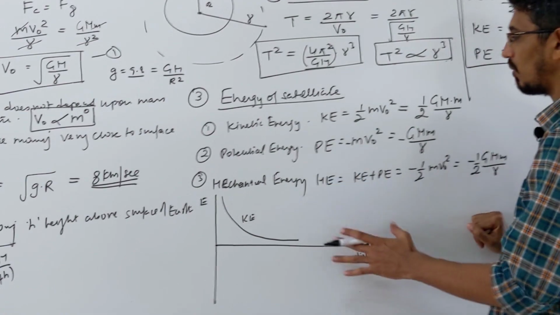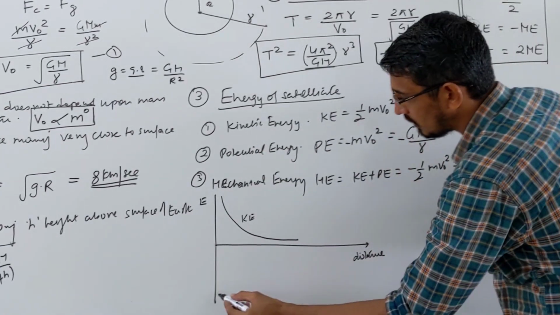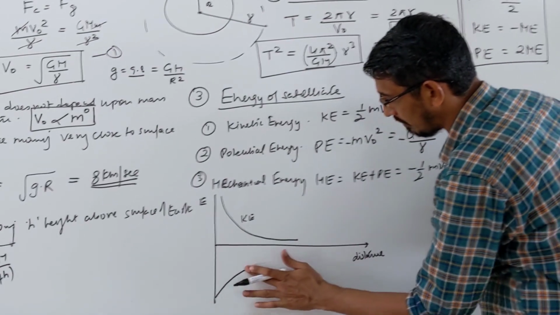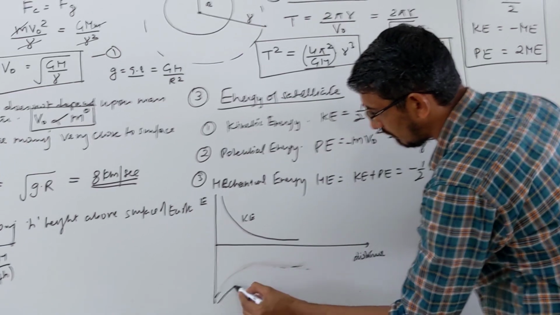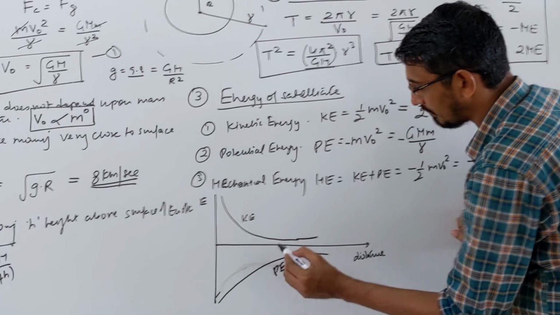Then how does the potential look? Potential again varies inversely, but it is in the negative quadrant. So your potential energy curve will look like that way. Oh, it's looking a little bad. Let me draw more clearly, like that. That will be your potential energy curve, correct.